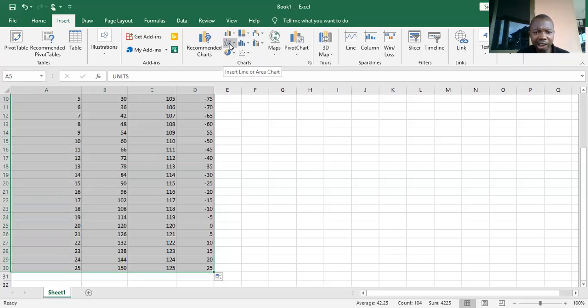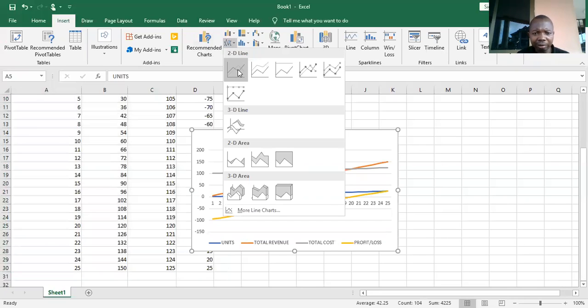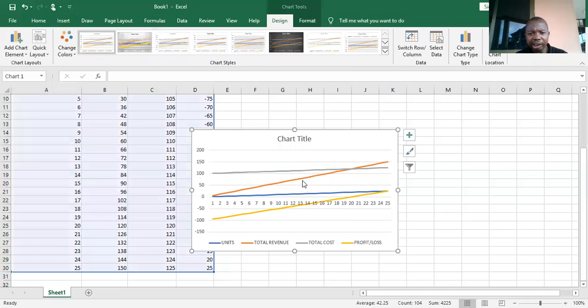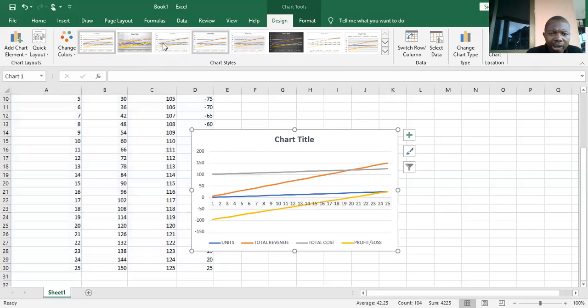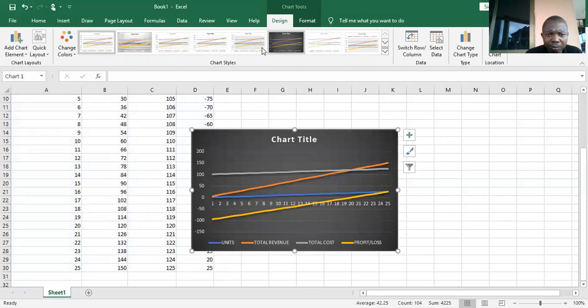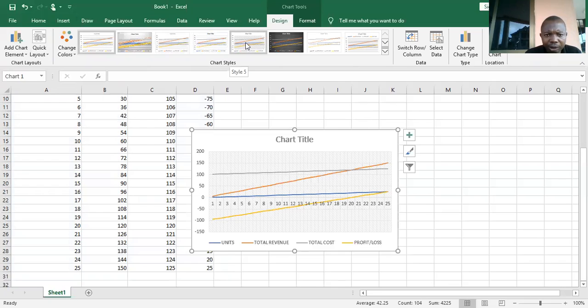So we click on the line chart, and when it comes, let's pick the first one, and this is our line chart. The moment you insert the chart, several styles are available. I'm going to use this one. This one gives me the line, the star 5. It gives the graph sheet. So I have my chart here.